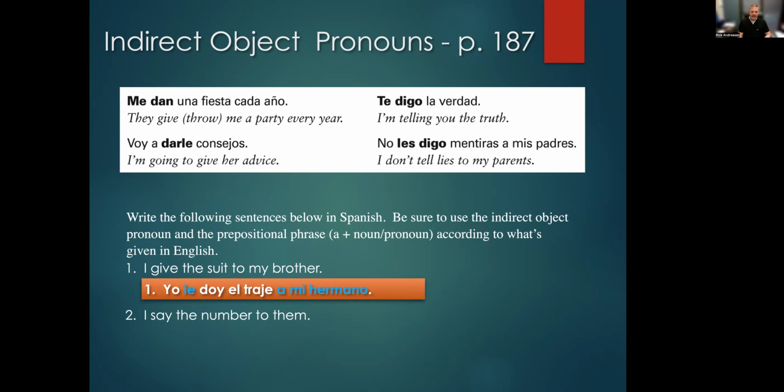Número dos, I say the number to them. So you're going to conjugate this here appropriately. The number is a direct object, and to them is telling you which indirect object pronoun to use. Yo les digo el número a ellos. Okay. Again, the a mi hermano, number one, and the a ellos in number two could certainly be redundant and not necessary, except that in the instructions it said to do it that way.